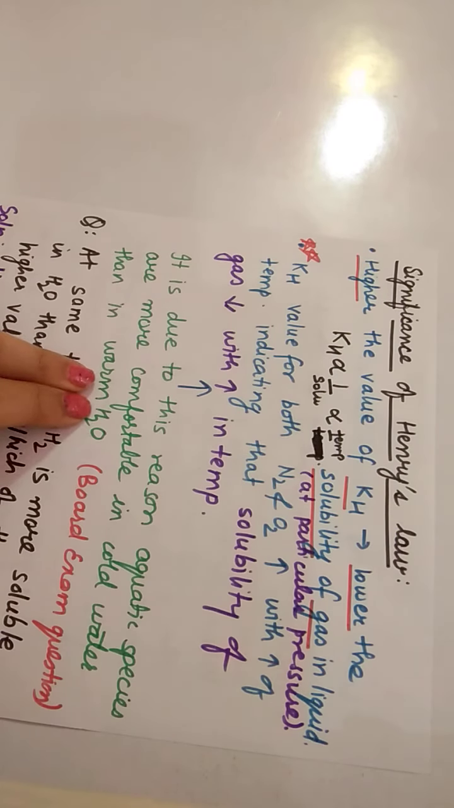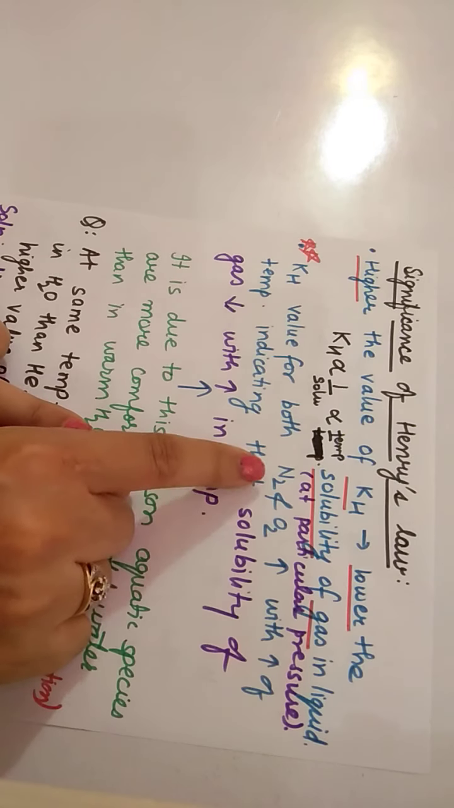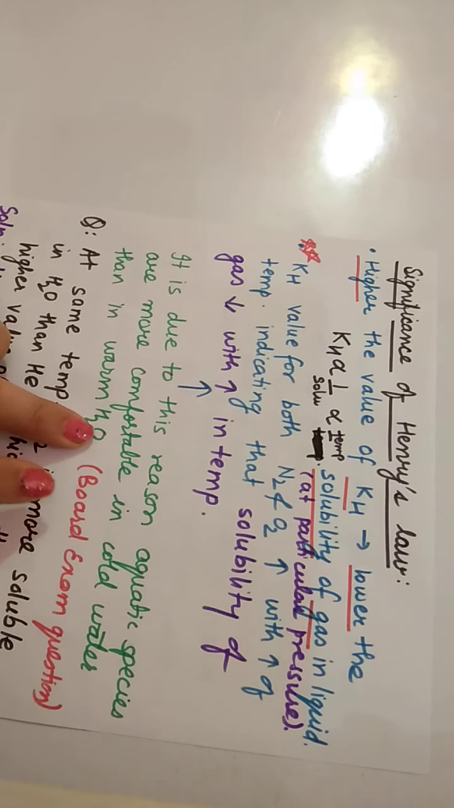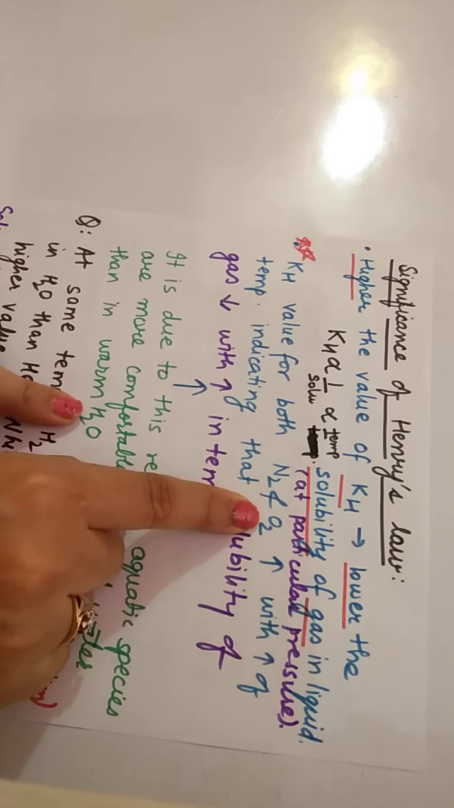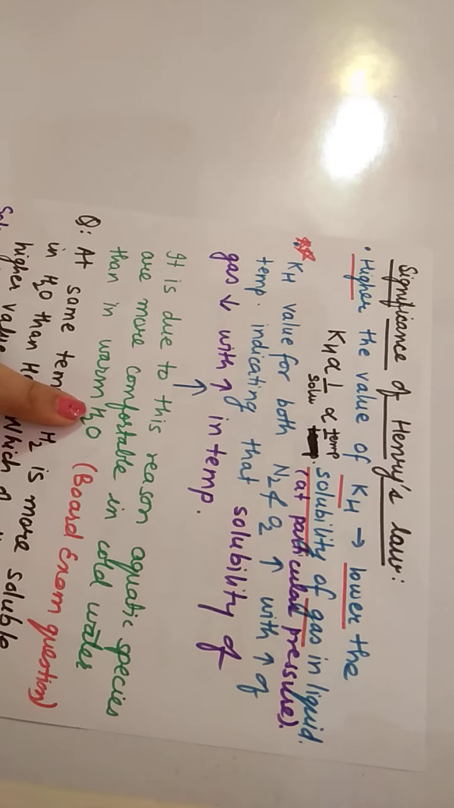Then with the increase in temperature, the value of KH also increases, and when the value of KH increases, the solubility of gases like N2 and O2 in water decreases, because KH is inversely proportional to solubility of a gas in the liquid. So, the aquatic animals or the aquatic species will not get an adequate amount of N2 and O2 to breathe. So, their survival will become difficult in warm water.